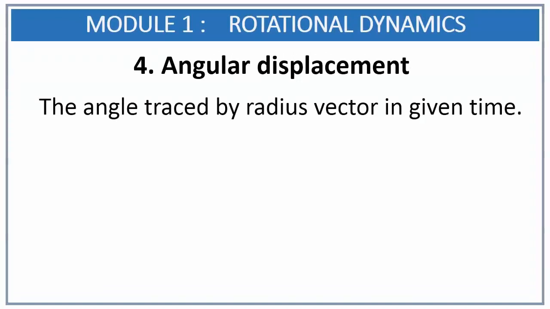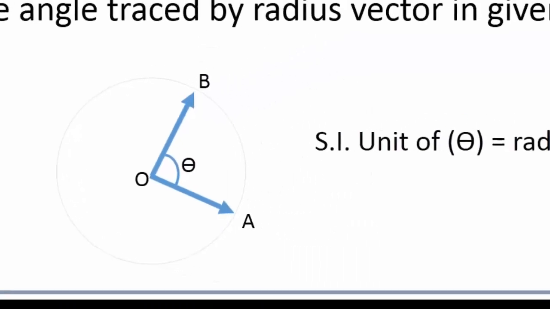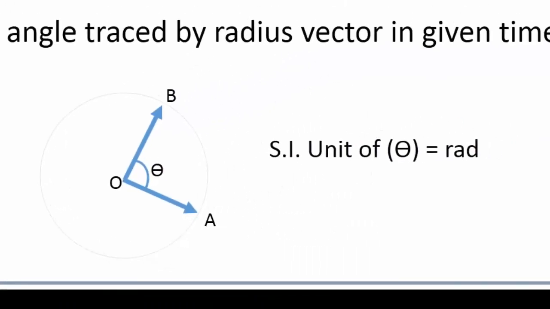The next point, let us see what is angular displacement. The angle traced by radius vector in given time is called angular displacement. For example, let us consider a particle starts performing circular motion from point A and it has reached point B in some time. The angle traced by the radius vector, or the angle between the initial radius vector and final radius vector, is called angular displacement. It is denoted by theta. The SI unit of angular displacement is radian.